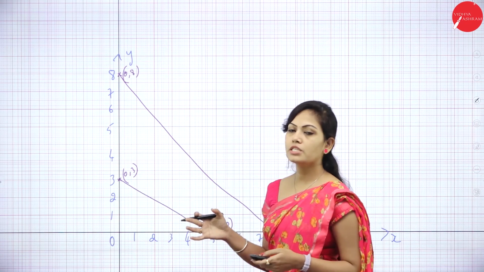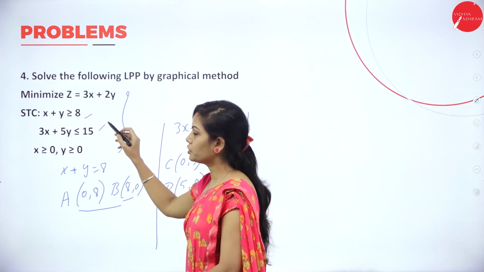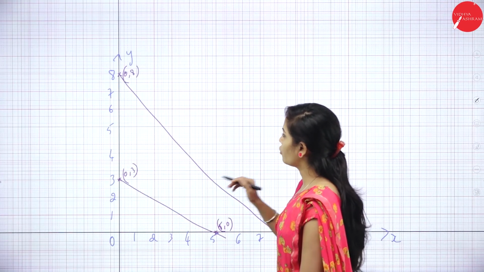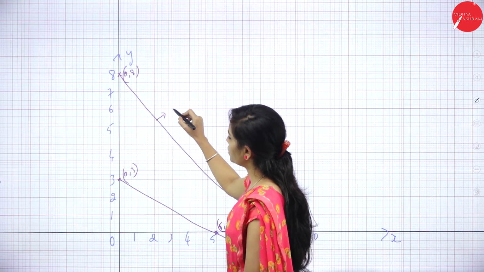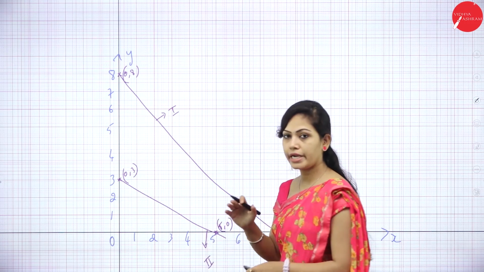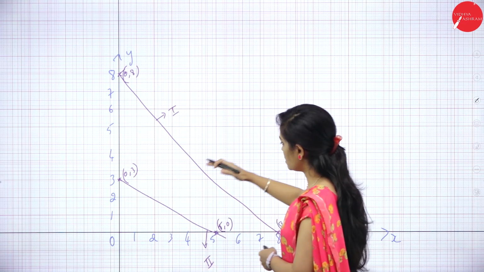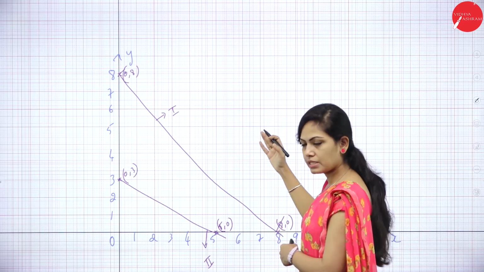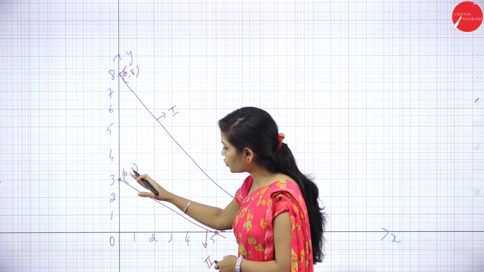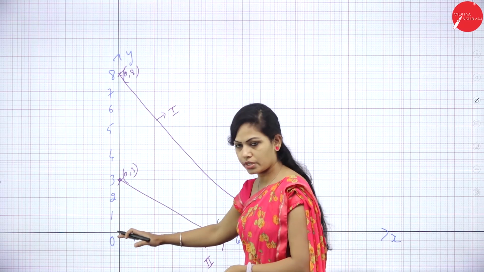So this is a minimization problem, and also we have different constraints: one is greater than or equal to and the other less than or equal to. The first constraint is greater than or equal to, and this is the second constraint. Greater than or equal to means it is opposite to the region, this side above the constraint. Less than or equal to means towards the region, so towards the region means this position.